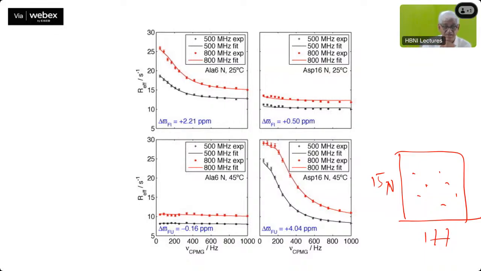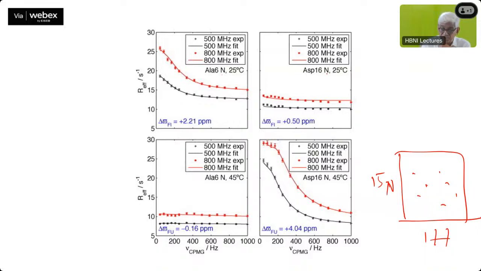Now you see here this alanine 6 has a significant contribution. The decay is so much here. There is a significant variation as you go from here to here. The new CPMG is varying from 0 to 1000, so that much you do a series of experiments, and here it is at a different field, 500 and 800. These are the numbers. So, alanine 6 at 25 degrees, the decay is there.